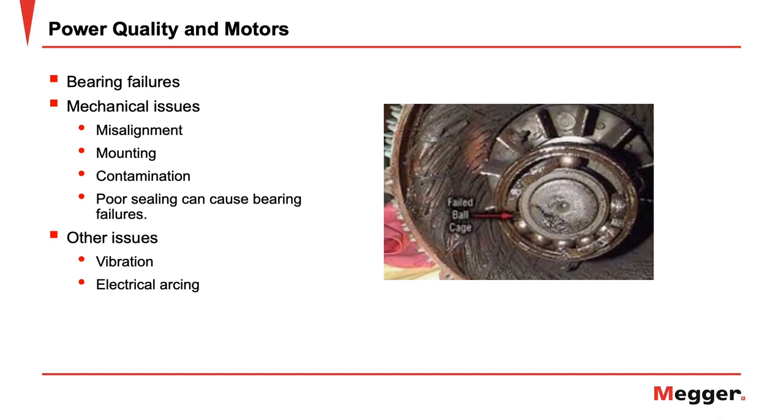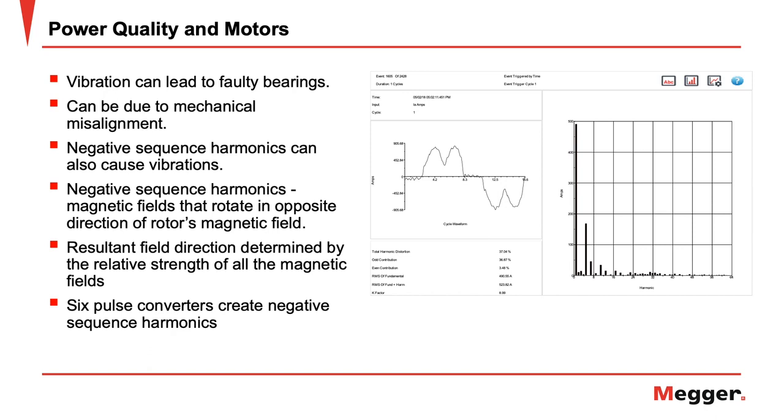Other issues that can lead to premature bearing failures include vibration, as well as electric current passing through the bearing, creating arcing. Faulty bearings can cause vibration. However, the opposite is also true. Vibration can lead to faulty bearings. Now, the root cause of vibration can be a mechanical imbalance, such as a misalignment. However, negative sequence harmonics can also lead to vibrations.